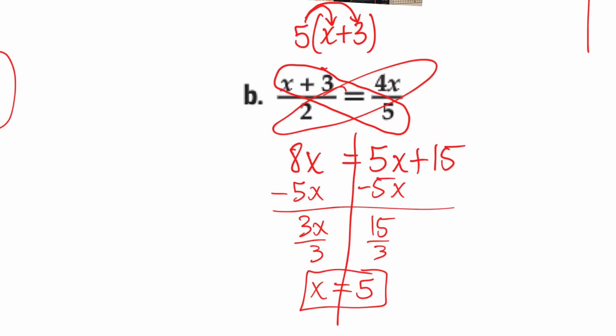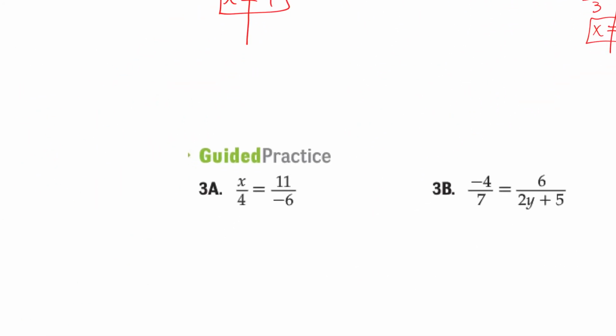Now, if we think about this, take that 5 and plug it back in. So 5 plus 3 is what? 5 plus 3 is 8, and 8 divided by 2 is what? 4. So remember that, that side's 4. Plug in 5 here. What's 4 times 5? 20. And 20 divided by 5? 4. Does 4 equal 4? Yes. So x being 5 is what makes those two ratios equal.